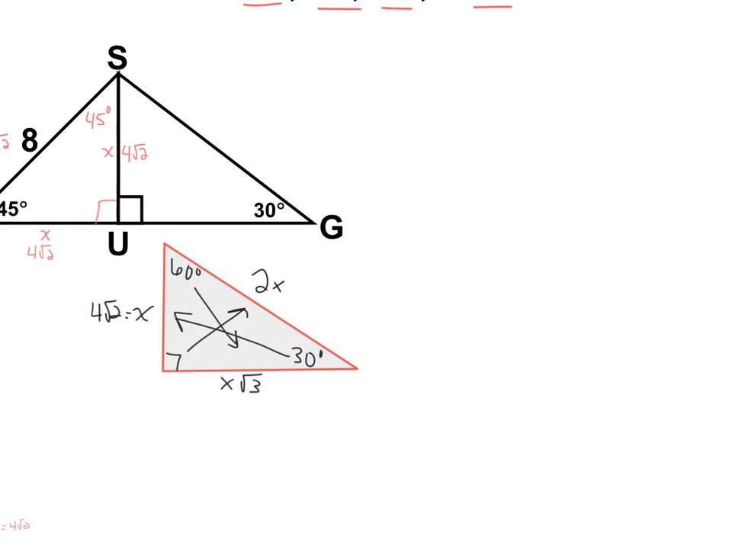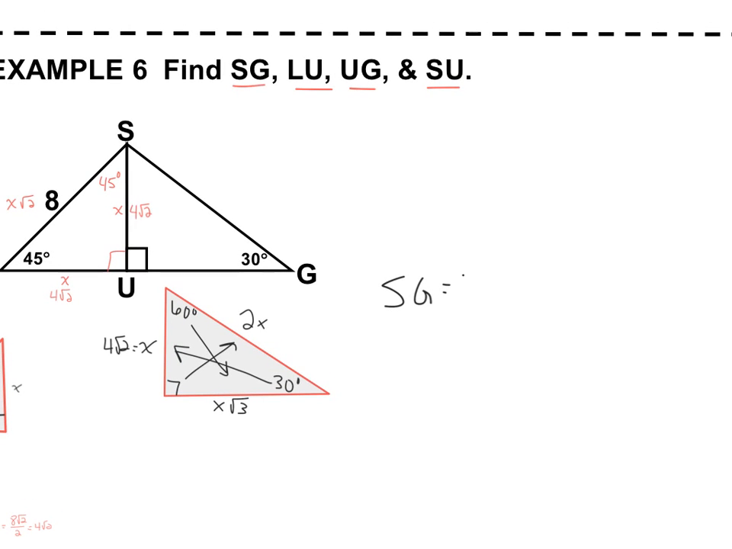So let's see. I'm going to find SG first. I think it's the easier of the two. Well, SG is 2 times x. Well, I know that 2 times x is 4 square roots of 2. I can multiply the 2 times the 4, and I get that SG is 8 square roots of 2.